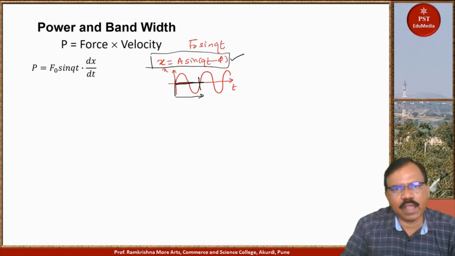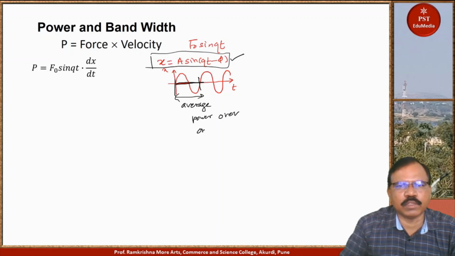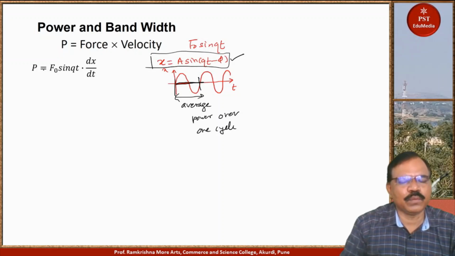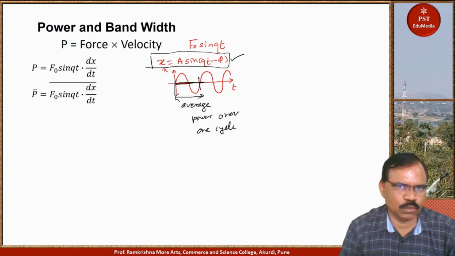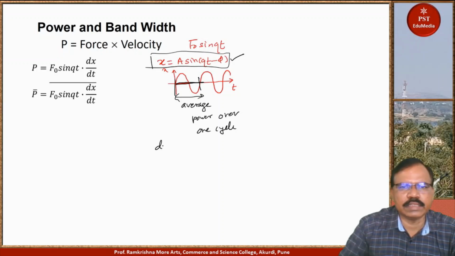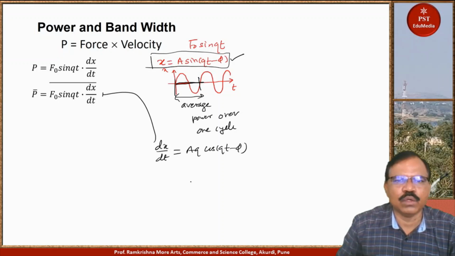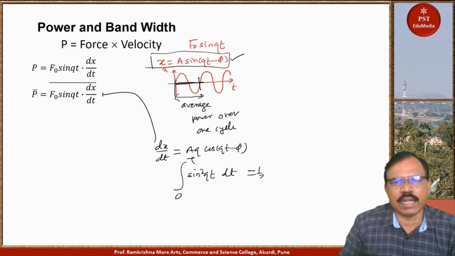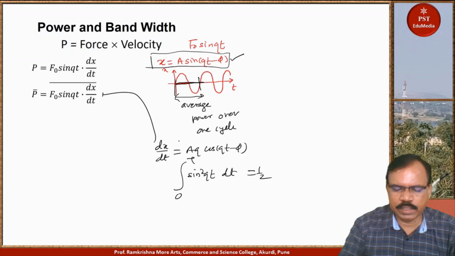So we take the average power absorbed over one cycle of oscillation. We have to take its average over the cycle of oscillation. Now with F0 sin qt, you can find dx by dt. We know dx by dt is equal to aq cos(qt minus phi), and use this here. Then take the average of sine. We know the average of sine square qt over one period of oscillation comes out to be 1/2. So use that here and you will get the average power.